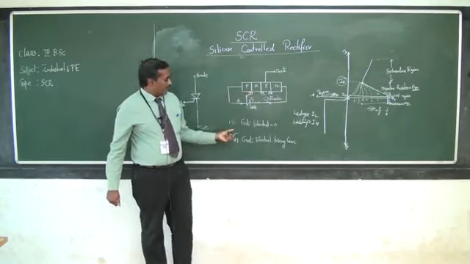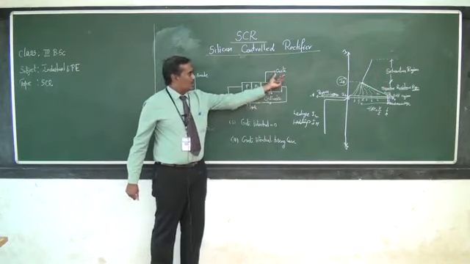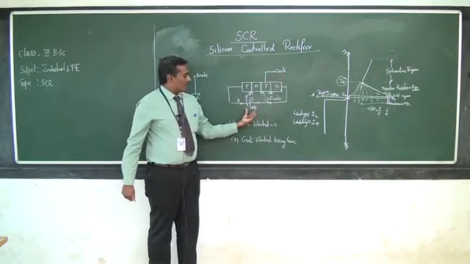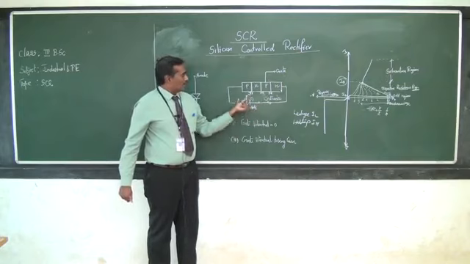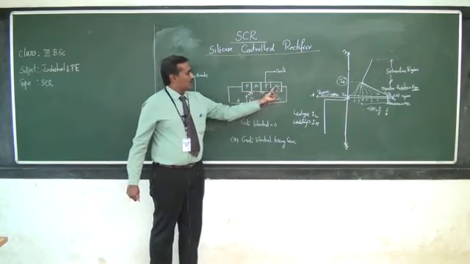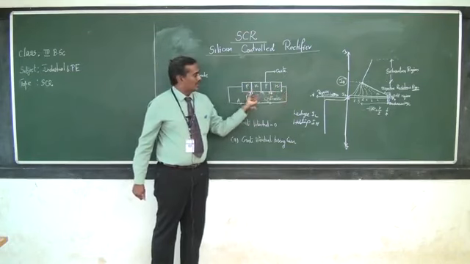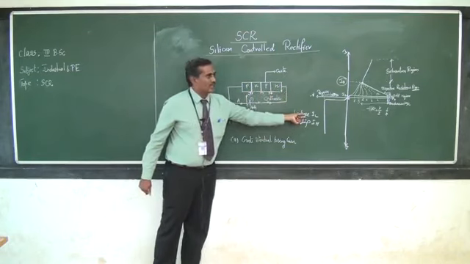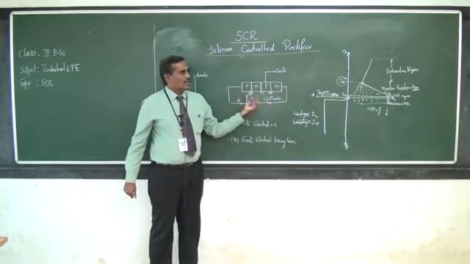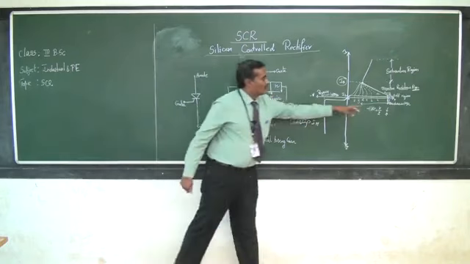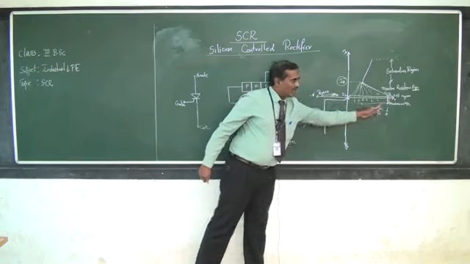I shall repeat it once again. When the gate potential is 0, when you are applying the anode cathode voltage to the SCR, due to the minority carriers present across the junctions, only a very nominal current will flow through the SCR. That current we call the leakage current of the SCR. At that time the SCR remains in the off state. That region we call the cutoff region of the SCR.